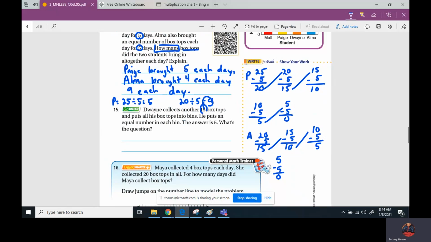Dwayne collects another 15 box tops and puts all of his box tops into bins. Okay. So Dwayne right now has 15. He collects another 15 and puts them in the bin. So right now, if he has 15 already and he gets 15 more, let's see how many he has. We know 5 plus 5 is 10, 0, carry 1. 1 plus 1 plus 1 is 3. So now he has 30. He puts an equal number in each bin. The answer is 5. What's the question?